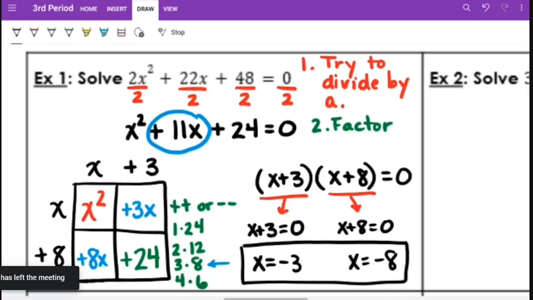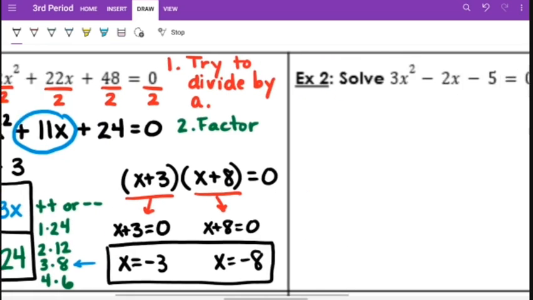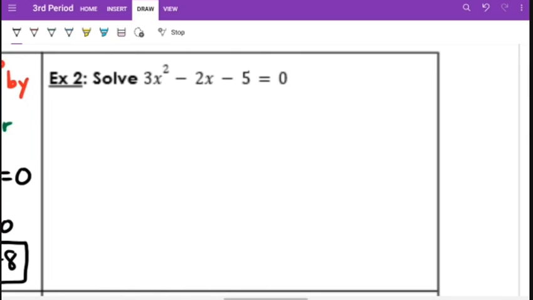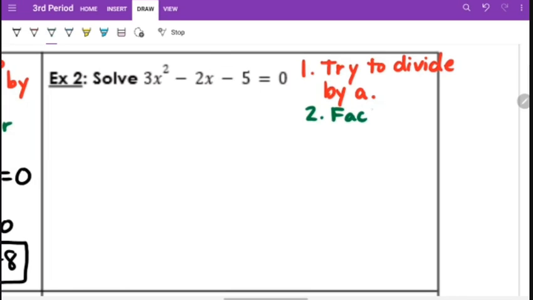All right, so let's take what we just talked about and try to apply it in example 2. I'm going to make a note to myself here on the side. Step 1 is try to divide by a. And in this example, what is a? Can I get a volunteer to tell me what a is equal to in this example? 3. Thank you, Kendall. A is 3. It's just the number that's right here in front of your x squared. So my step 1 is try to divide everything by a. So take a look up at the screen.